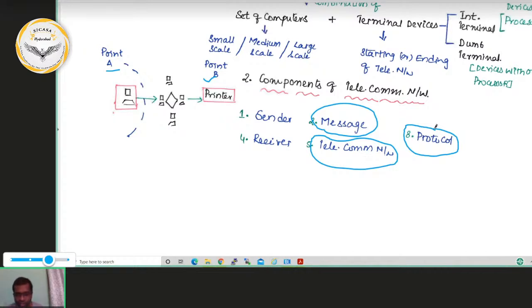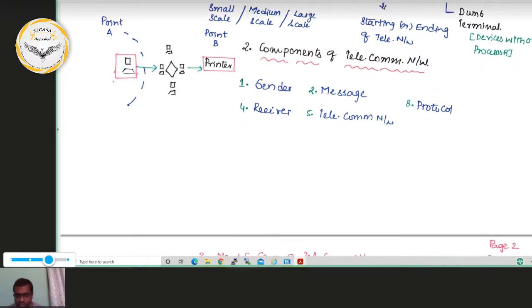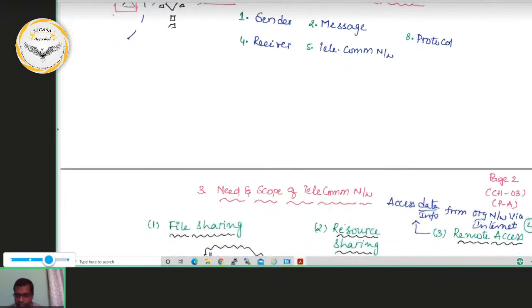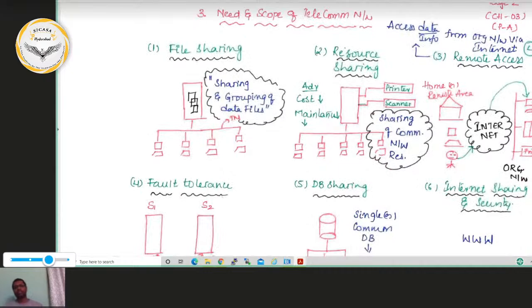So these are the components of a telecommunication network. If you take any network, we need these particular components. Now let us move to our next topic, need and scope of telecommunication network. We'll be using certain diagrams for the purpose of understanding. Please don't use these diagrams in the exam. They are only to help you visualize, and are not standard diagrams prescribed by ICAI. I have created them. So let us start with the need and scope of telecommunication network.